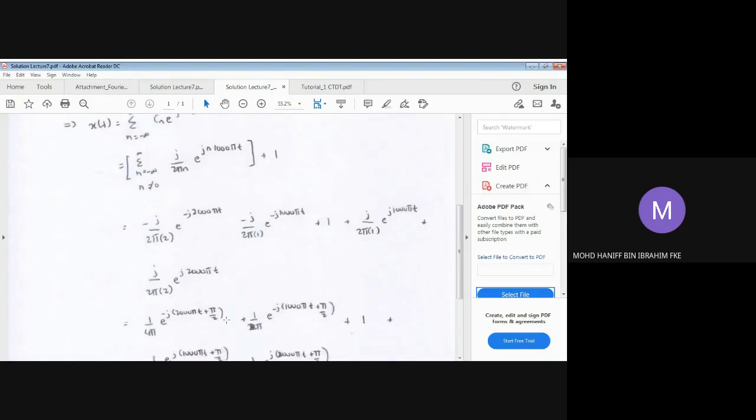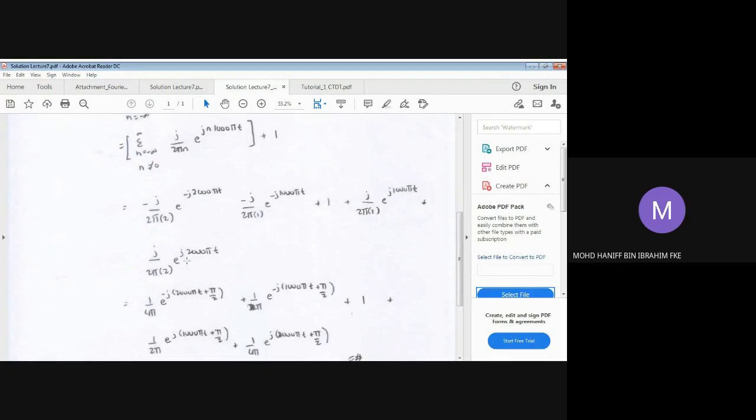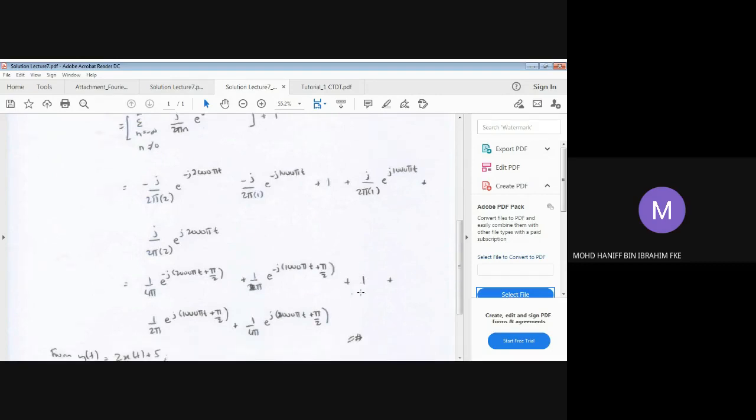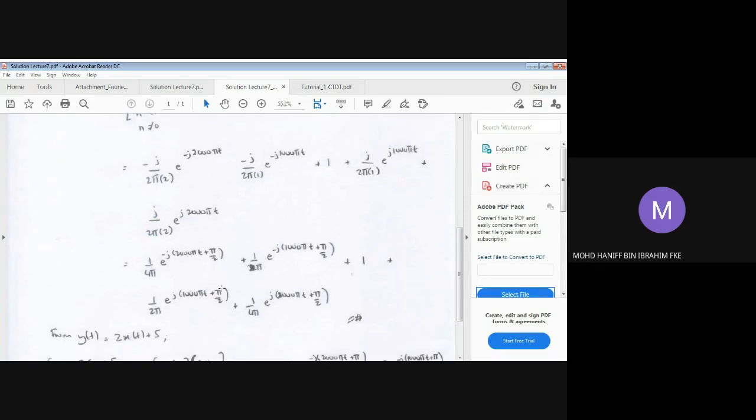Then we can write that, we know that j equals exponential j pi over 2. So we can write j in terms of phase. So we're going to have 1 over 4 pi exponential negative j of 2000 pi t plus pi over 2 for the first term here. And the rest will follow. So that should be n equals negative 1. This is 1 for n equals 0. This is for n equals positive 1. And that should be n equals 2. That should be the case.